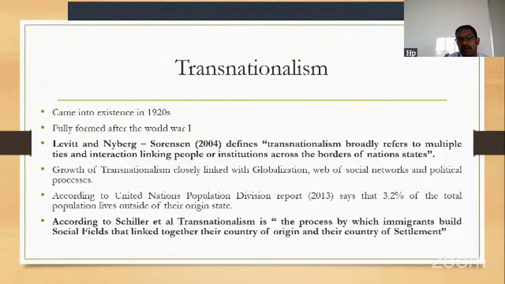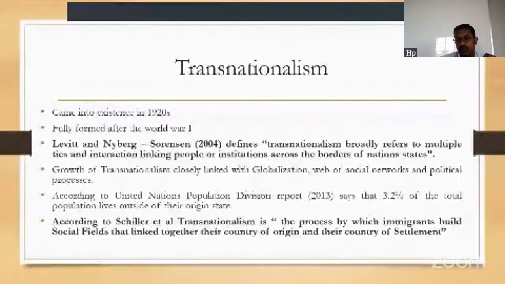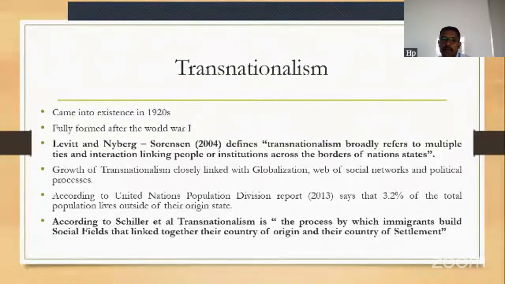the second of the last, the United Nations Population Division report says that 3.2 percent of the total population lives outside of their origin state. Okay, so in the world, 3.2 for 100 persons, almost 3 persons are out of their origin state. So what is transnationalism according to Schiller?